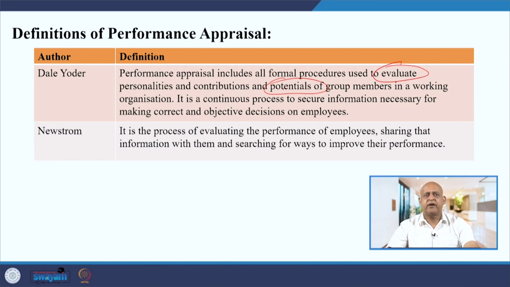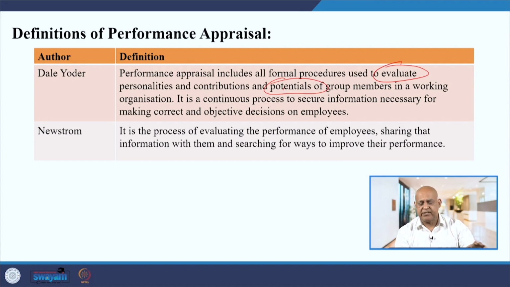Now, when we are talking about the new storm, it is the process of evaluating the performance of employees, sharing that information with them and searching for ways to improve their performance. So here we find the information sharing with all connected stakeholders, and finding out how we can improve the performance. Now, you can compare both the definitions.